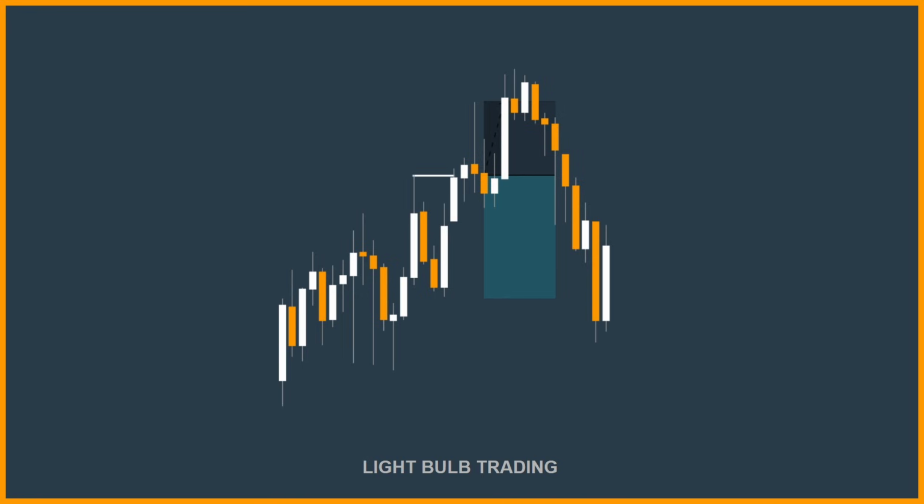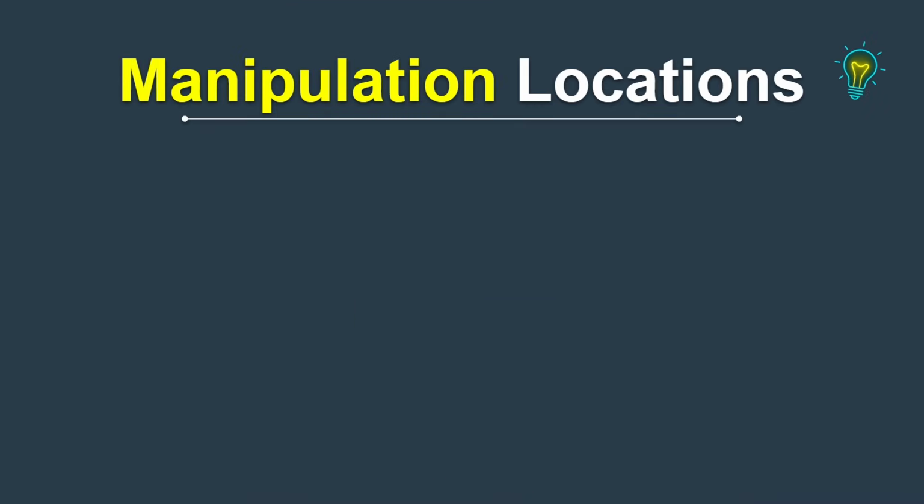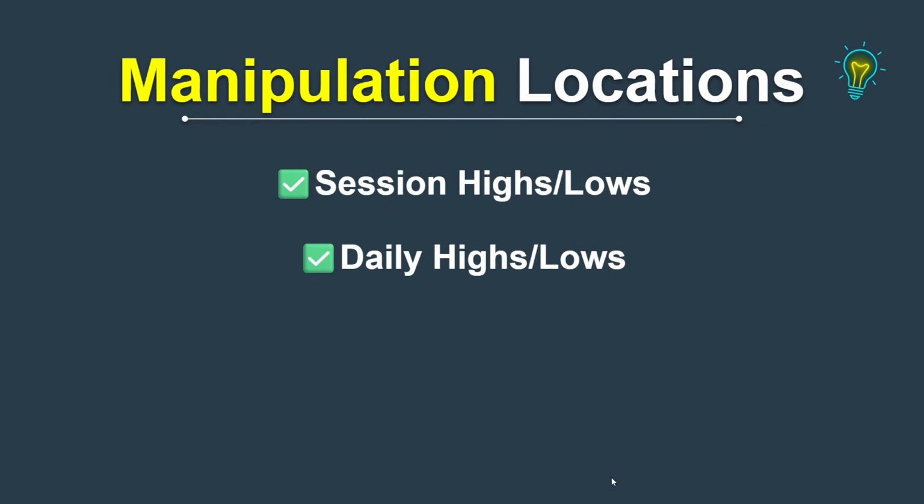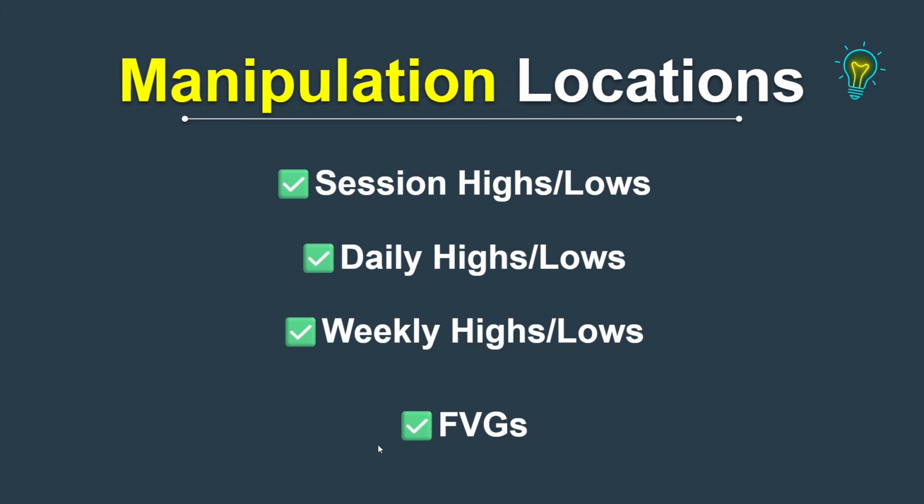So today I'm going to show you exactly how they form, where they appear, and how to stop getting caught in them. First, we need to understand where manipulation legs are likely to form. They usually occur after price reaches a key liquidity objective. Some of these objectives may include your session highs and session lows, your previous day highs and previous day lows, your previous weekly highs and lows, and of course, higher time frame fair value gaps.